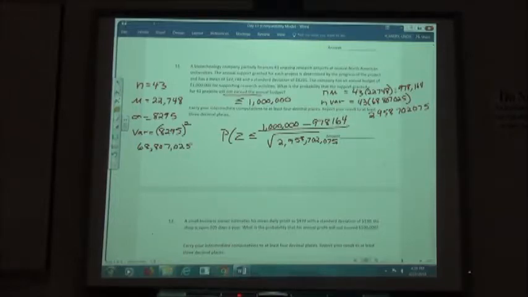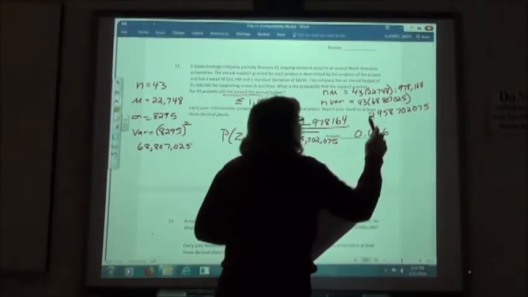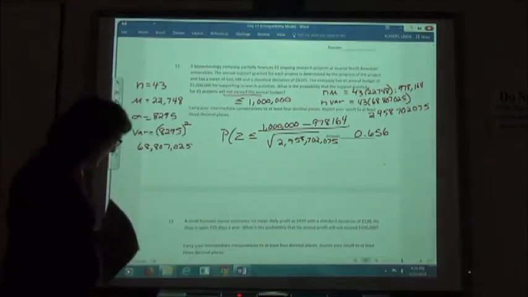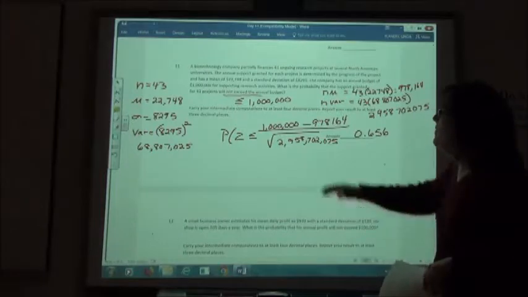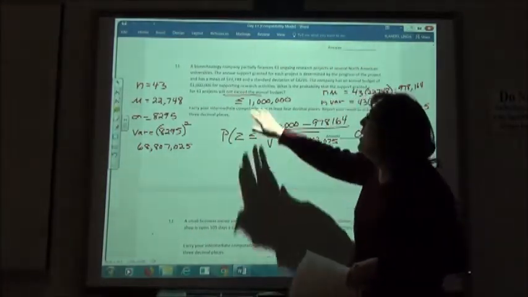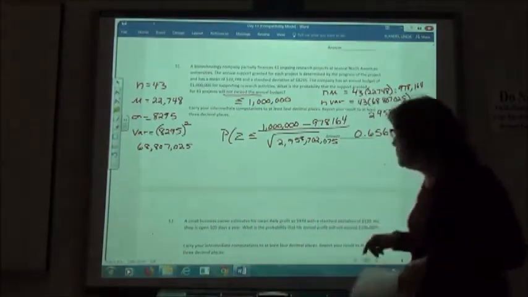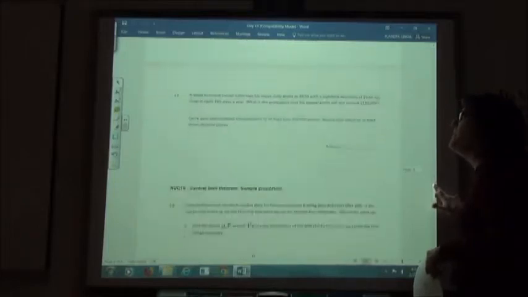Get all the right numbers in there. And it should be 0.656, right? Yeah. 0.656. All right. So keep in mind, if it's a greater than, we do 1 minus that p-value. If it's a less than, then I just use that value. And so we'll see on number 12 what we get.